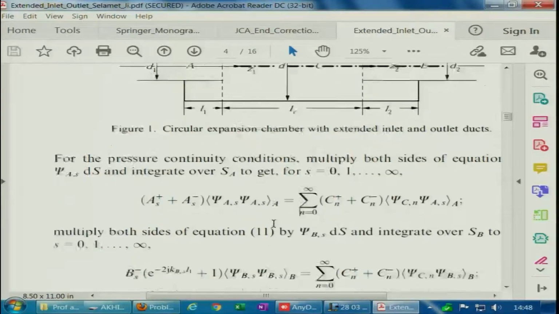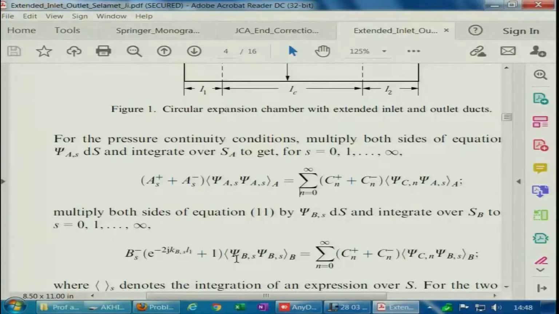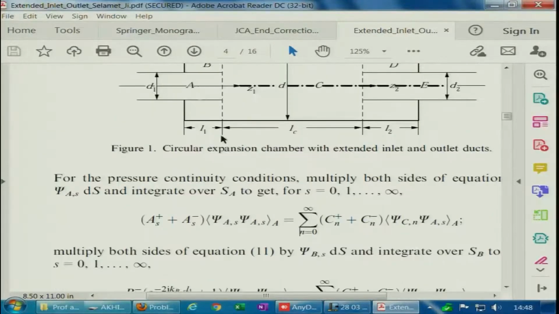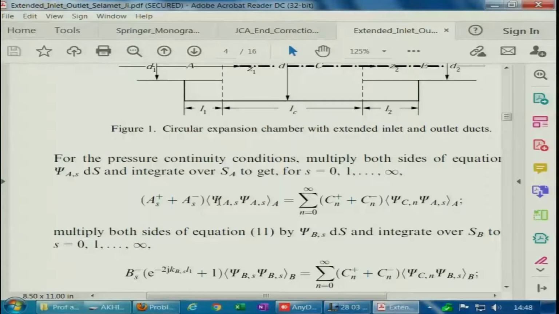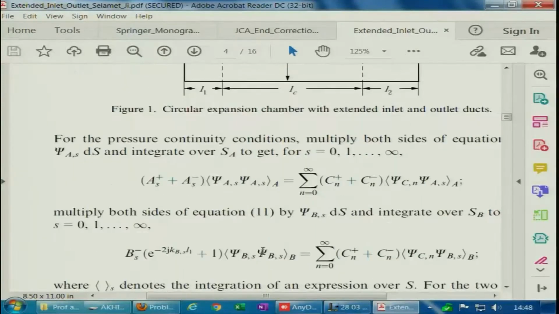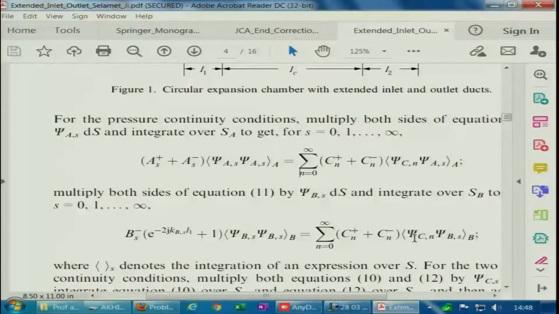When you multiply with the corresponding function, what I mean is that when you multiply by psi a and integrate over the port area, things will be all right. Here you will have a lot of non-zero modes also, that is why you have the summation. And similarly, this is orthogonal over the annular region, so you have your psi b s, and again you have a summation.